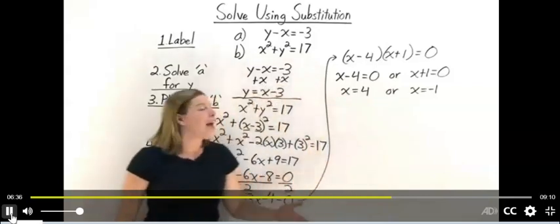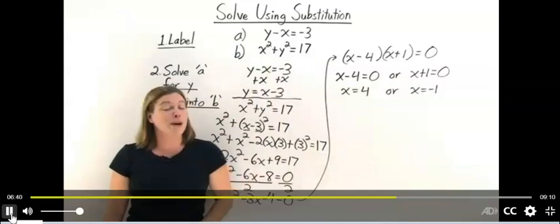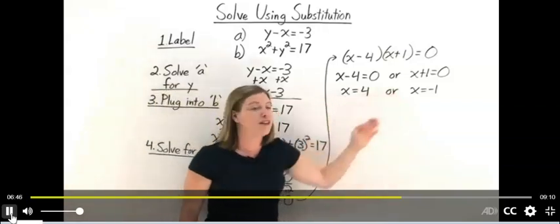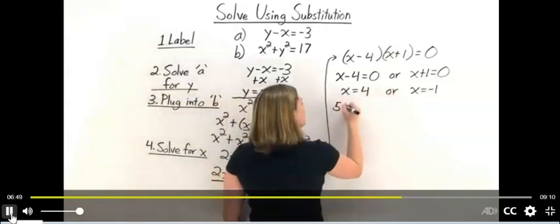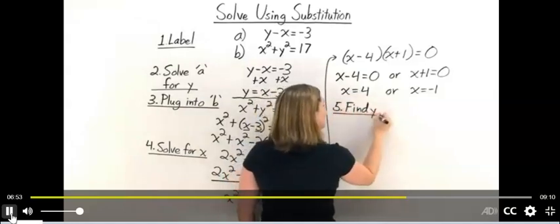And look, we actually found two values for x. That means that we will have more than one solution to this system of equations. But in order to find the rest of the ordered pair, we still need to find the corresponding y value for each of these x values. So that means we have another step. We need to find those corresponding y values.